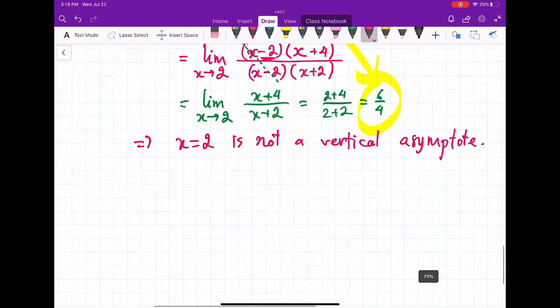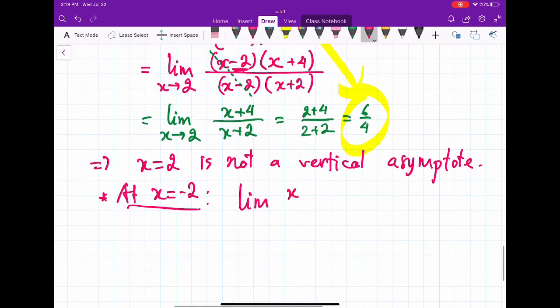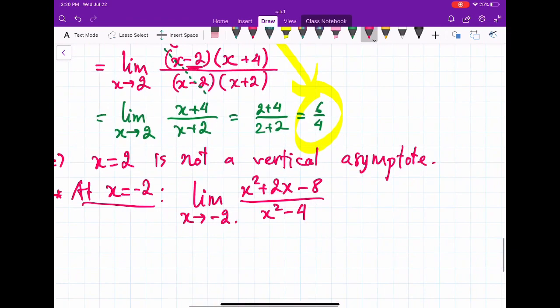Okay, then the next is at x equal to negative 2. You do almost the same thing, right? You need to consider the limit of x squared plus 2x minus 8 over x squared minus 4 when x approaches negative 2. And again, you plug negative 2 into the function. You got 4 minus 8 over 0. So that is about negative 8 over 0. It seems like the function has a vertical asymptote at this point, right?